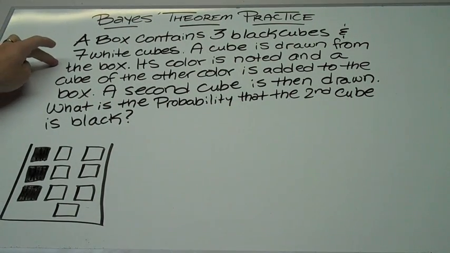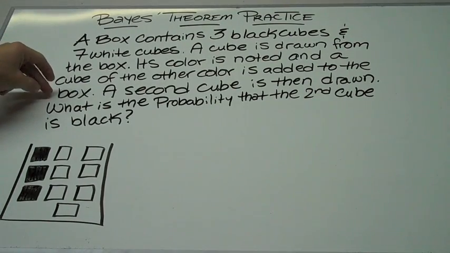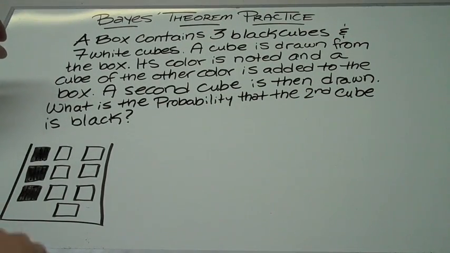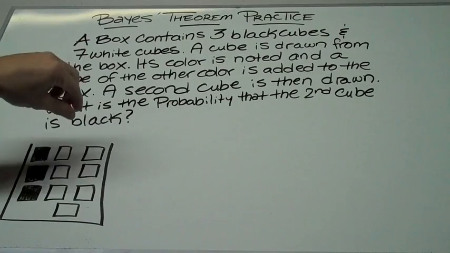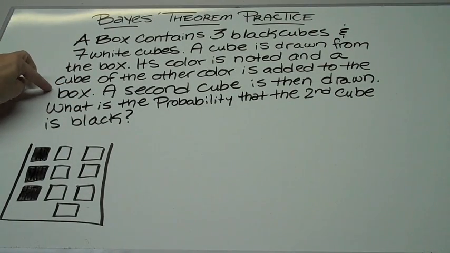A cube is drawn from the box. Its color is noted, and a cube of the other color is added to the box. If I pick black, I have to add white. If I pick white, I have to add black. I'm always going to have 10 cubes in the box. A second cube is then drawn. What is the probability that the second cube is black?